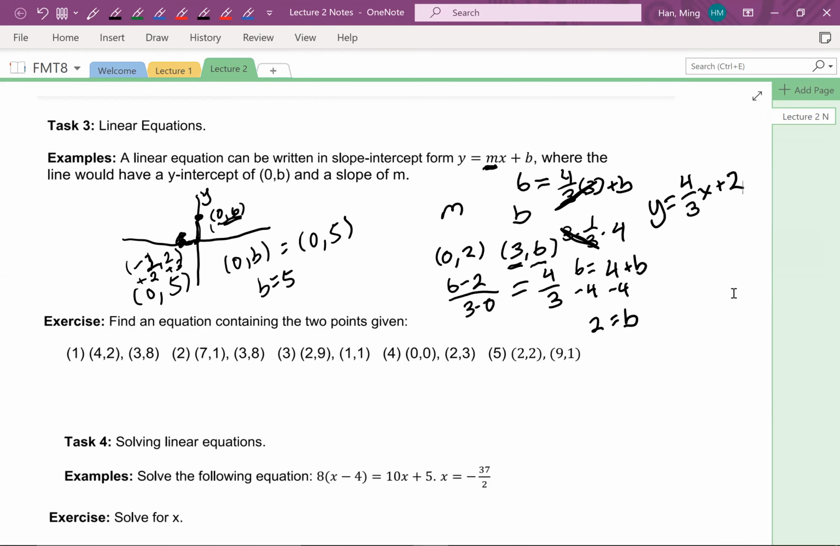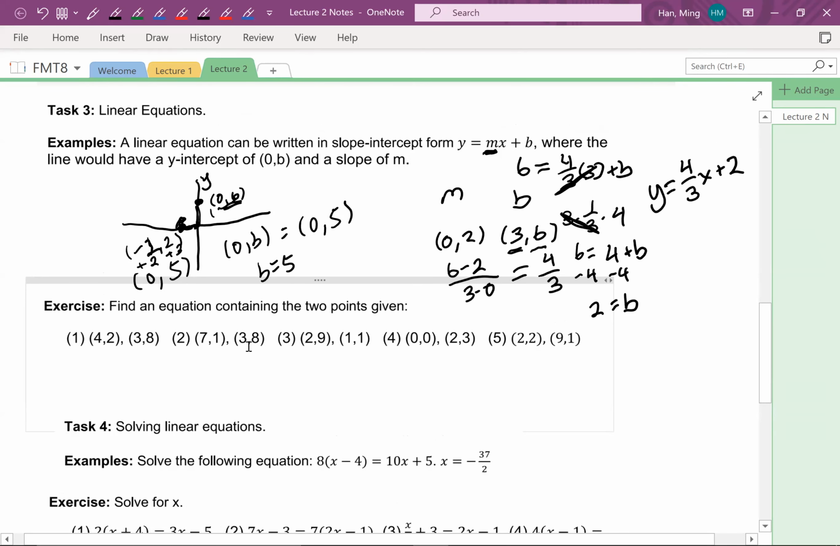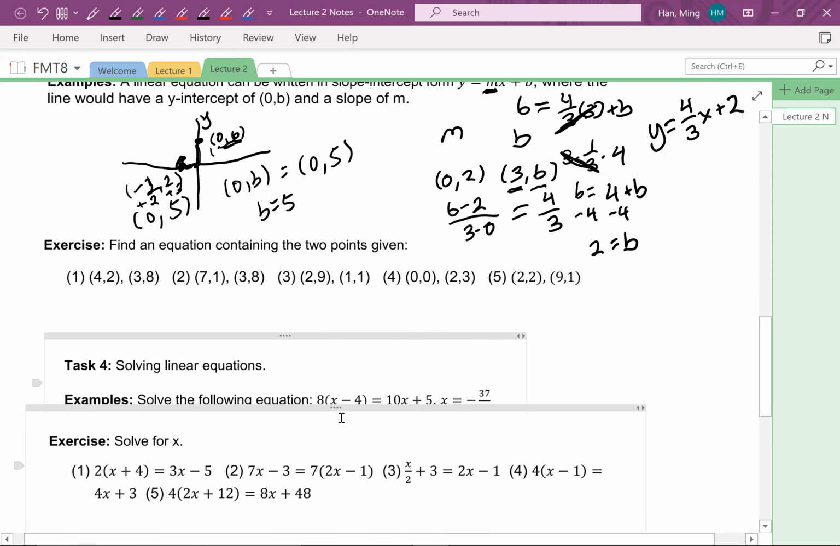Okay, does anyone have any questions? If no one has questions, we can do the exercises below. Find an equation containing the 2 points given. I'll give everyone maybe 8 minutes to complete the 5 problems, and then we can go over the answers. If you finish beforehand, you can give me a thumbs up reaction, and then I'll know that you're finished.